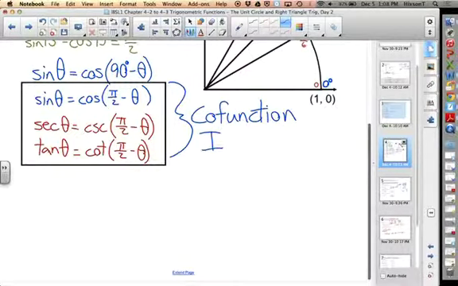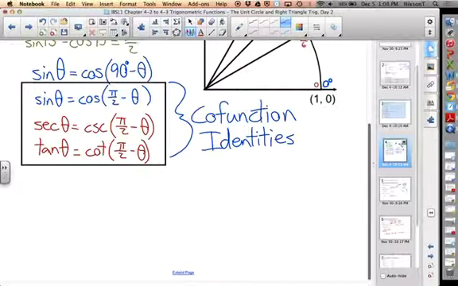Couldn't you just draw the triangle? Yes, you can. What these give you, though, is a way to handle angles that aren't in a right triangle, like if you have a 200-degree angle. The sine of 200 degrees will be the cosine of 200 minus 90. Or it's also the cosine of 90 minus 200.